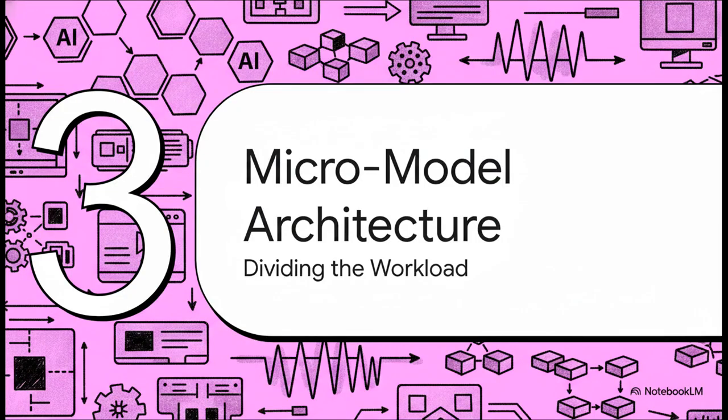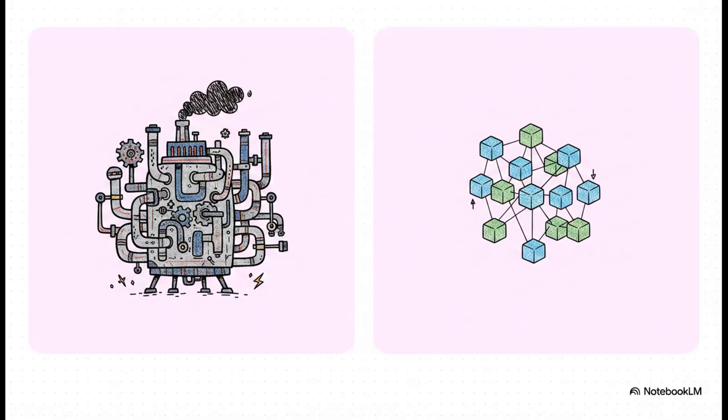Section 3. The micro-model architecture. Now we'll evaluate the physical network design. Standard architectures rely on monolithic, multi-billion parameter neural networks. As we know, those require massive amounts of energy and enormous data center infrastructure. Aurora instead deploys a distributed network of micro-models. Each of these micromodels operates in an isolated environment, and it's trained exclusively on one singular domain.